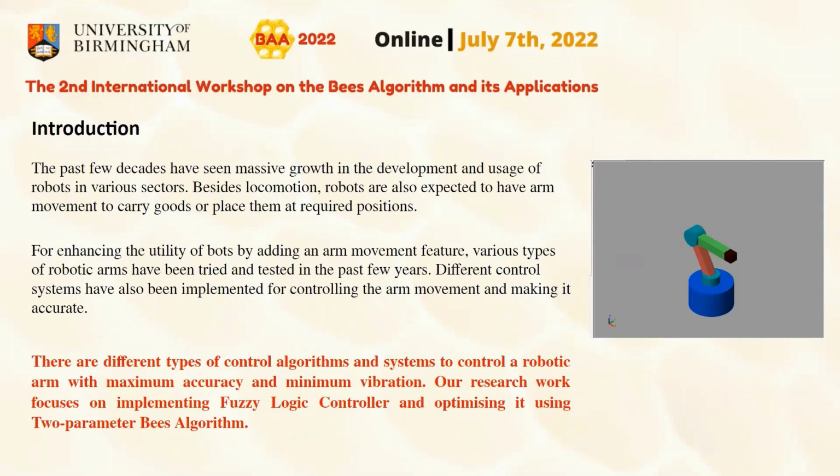Now, to control any robotic arm, we have different control algorithms as well as control systems. But in our project, we'll be dealing with the fuzzy logic controller and how we can optimize it using the 2-parameter Bees algorithm.